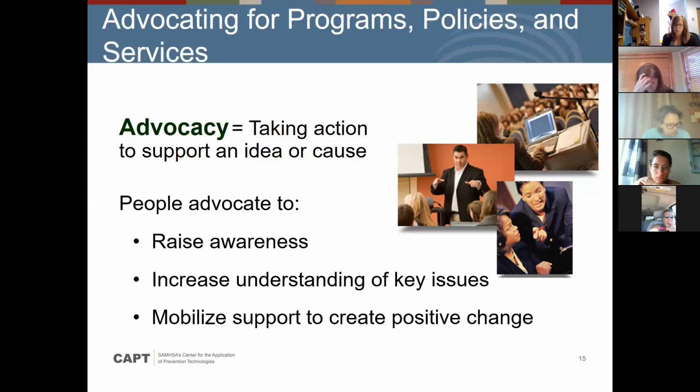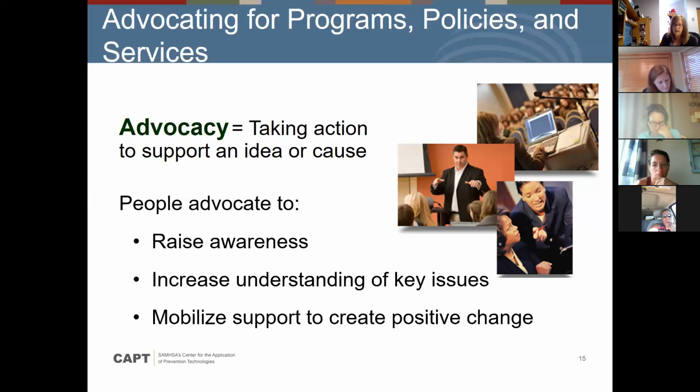Can you think of any other reasons that we might advocate for those programs, policies, or services to help support wellness besides what's on this slide? I think it's pretty all-inclusive, but if you had any ideas, I just wanted to throw that out there.